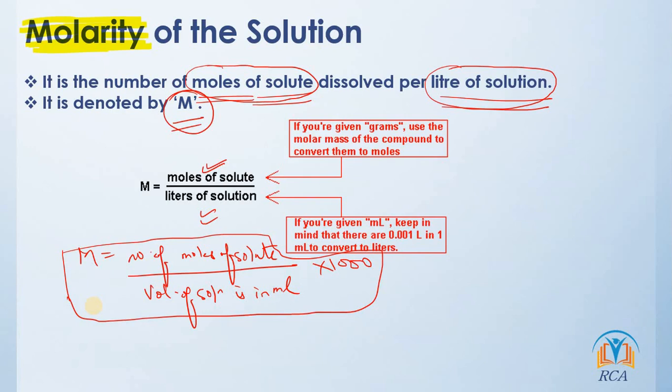So this can be another formula for molarity. It is the number of moles of solute with respect to volume of solution. If it is in ml, then multiply it with 1000. If it is not in ml, if it is in liters, then do not multiply it with 1000. Do we all understand this thing?